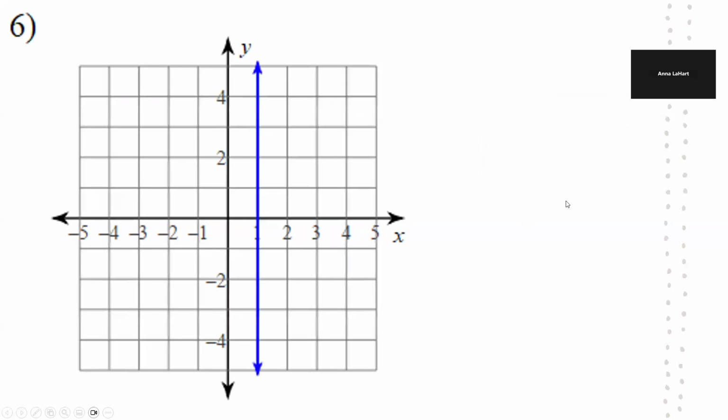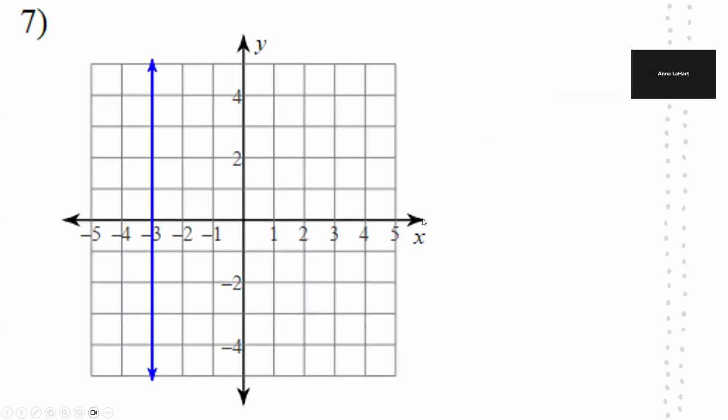Okay, 6. Here we go. Going this way, again, this is on the x-axis. This crosses through that x-axis. So it's going to be x equal, and then where is it at? Positive 1. So that can help. What axis does it go with? That's the letter you start with.